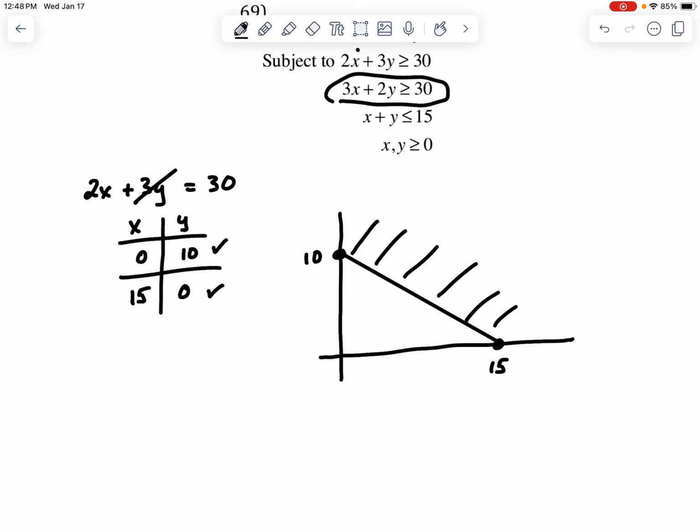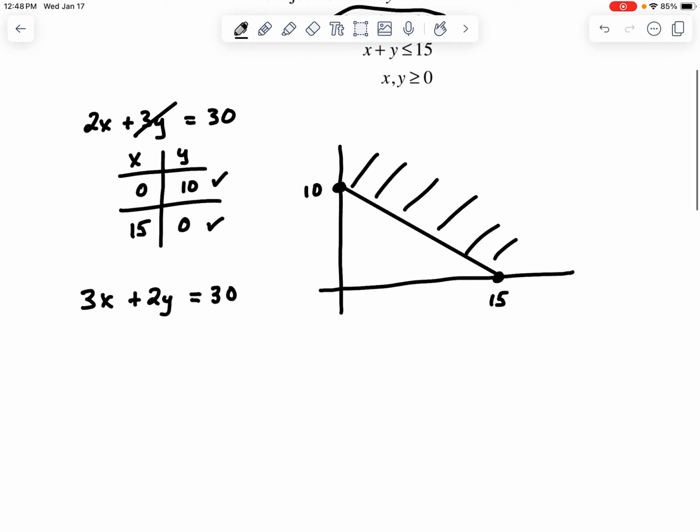So now use this second equation right here and basically repeat the process. So 3x plus 2y, and then change this to an equals 30. And again, just make a little table of values and say, what if x equals 0? So that means this would be gone. Divide both sides by 2, and y equals 15. And then go back to the equation, and this time use y as a 0, which means this is gone. And if you divide both sides by 3, x is a 10. And then graph those points.